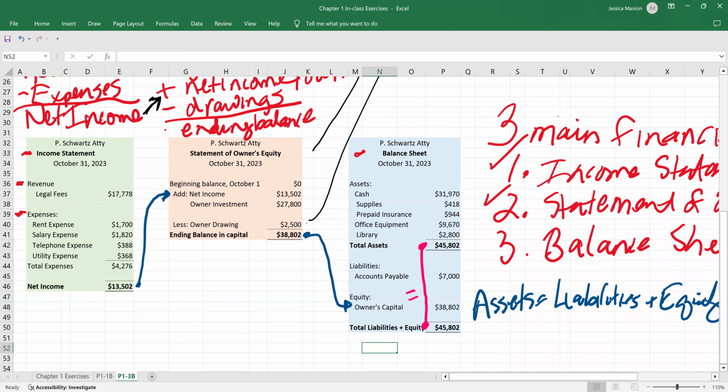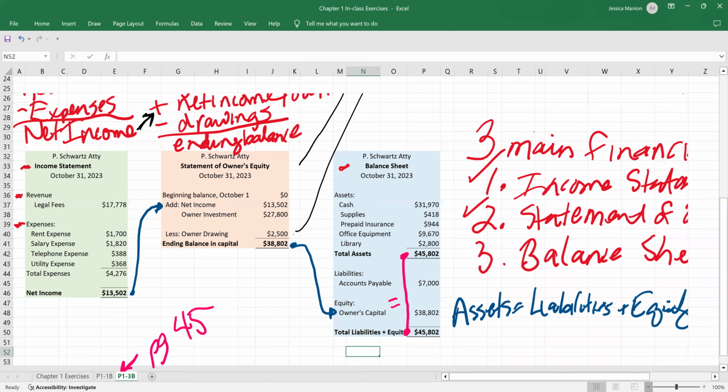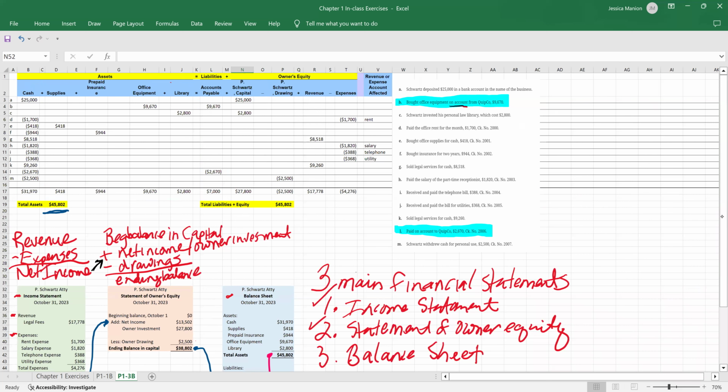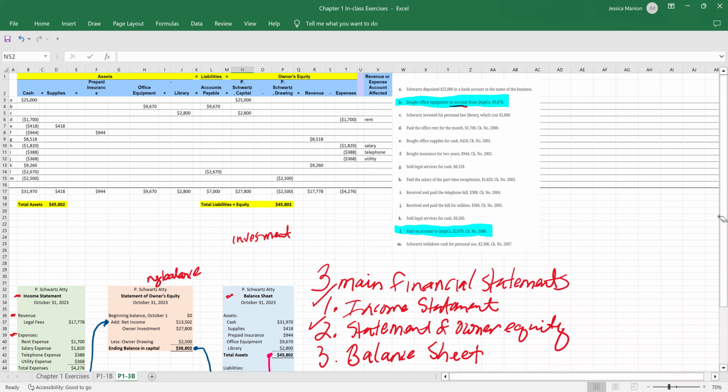And so this was again problem 1-3B, right? We see that down here, problem 1-3B, page 45 of our textbook. So hopefully that's helpful. I know that we have completed problems similar to this already, where we filled out this framework up here in class together. But now we're looking again at these financial statements because that's where we're going with it, right? Remember, that's the ultimate product of our work, right?